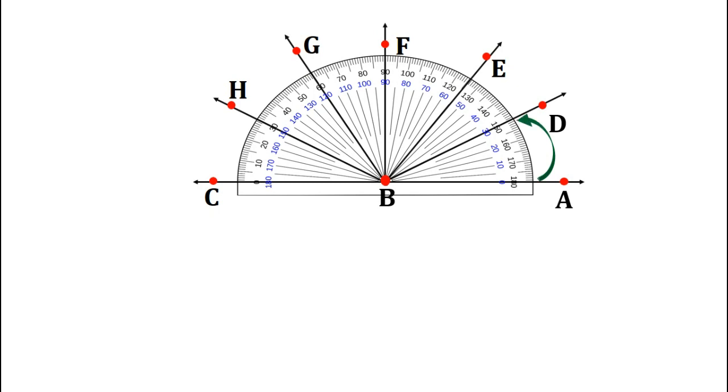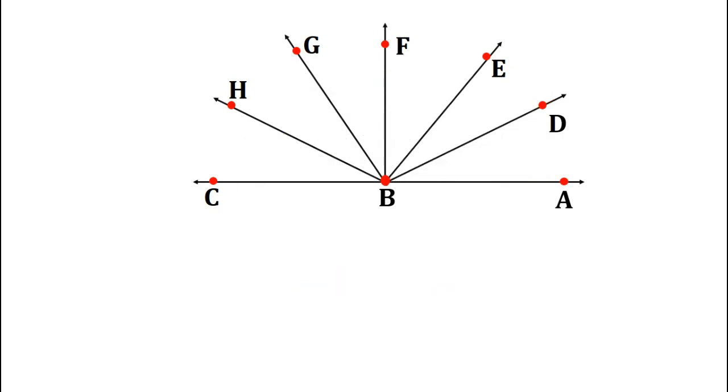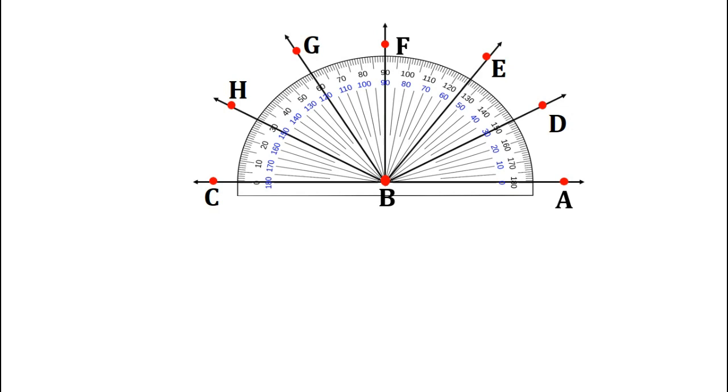Next, starting from 0, we need to read the number or the mark on the inner scale through which the arm DB or BD is passing. Since arm DB is passing through 30°, angle ABD measures 30°. Next, we will measure angle ABF. So, we place the protractor on the angle in such a way that its center lies on the vertex B of the angle and the baseline of the protractor coincides with the arm AB or BA.